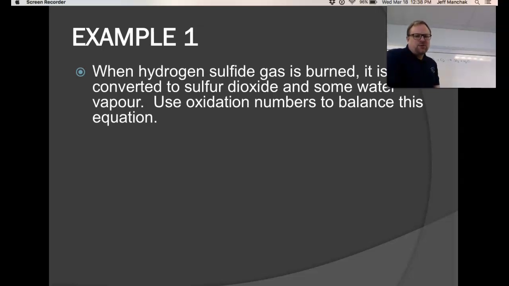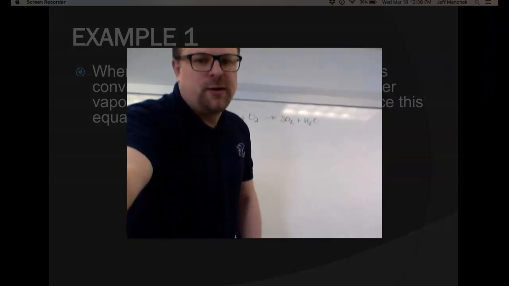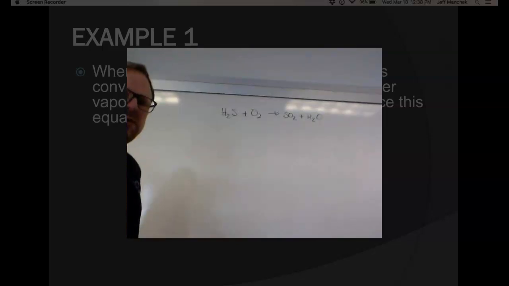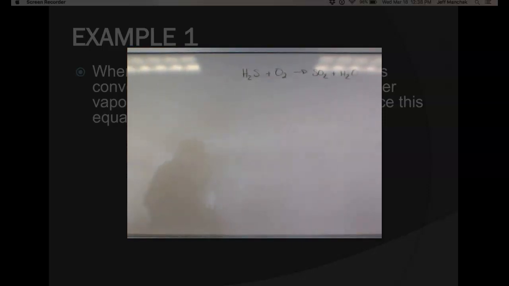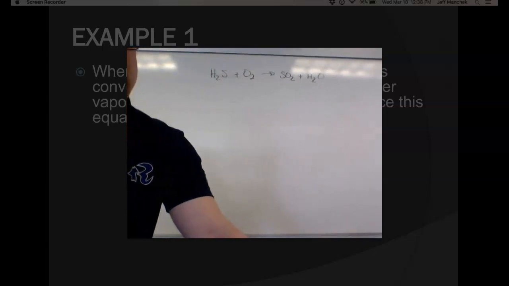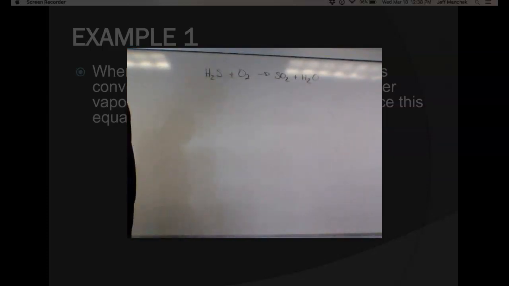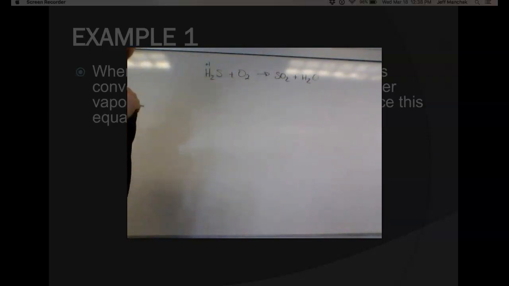So your example 1 is what we're working on, and I'm going to make the video larger here so you can have a better chance of seeing what's over my shoulder. In this case, we've got hydrogen sulfide gas reacting with oxygen to produce sulfur dioxide. We're going to use our oxidation numbers to do the balancing here. The first thing we need to do is write in oxidation numbers above everything. So I'm going to fill in oxidation numbers. I hope you guys can see them up there.